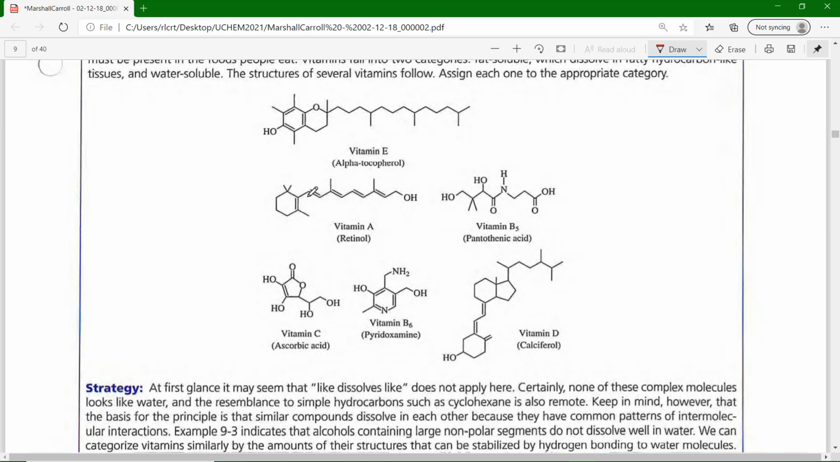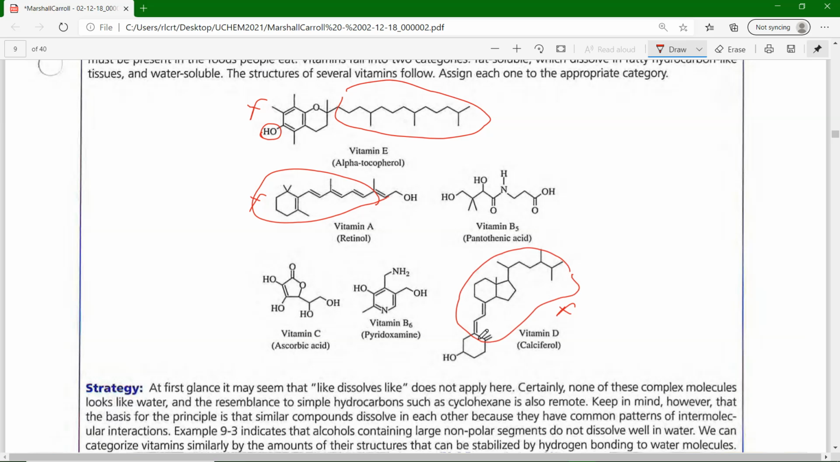Vitamin A, D, and E are all fat soluble. So what they're saying is that the nonpolar areas win out over the hydrogen bonding, right? Those are long nonpolar areas, and the hydrogen bonding isn't sufficient for that. Look at this long chain here in retinol. So vitamin E, retinol, vitamin D, those are all going to be fat soluble. It's interesting, we got a little bit of biochemistry going on here.